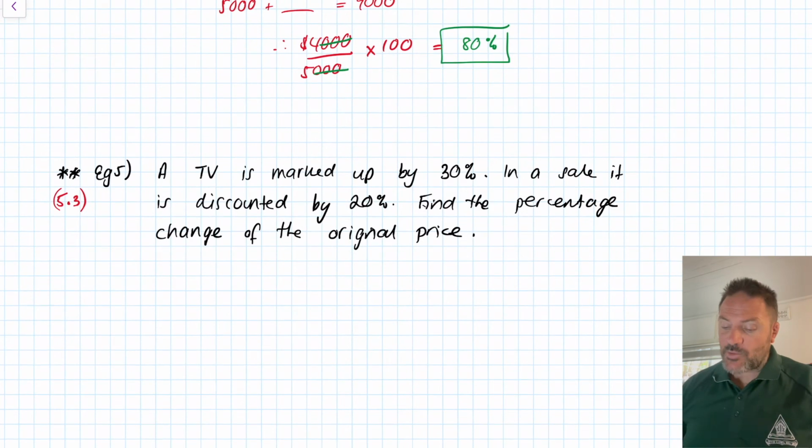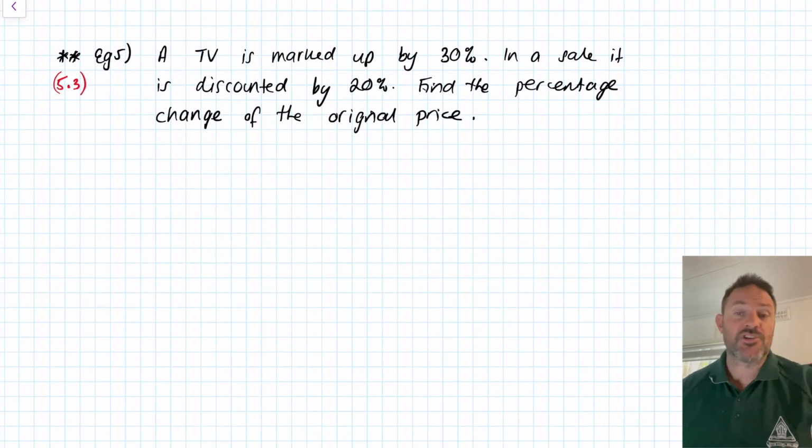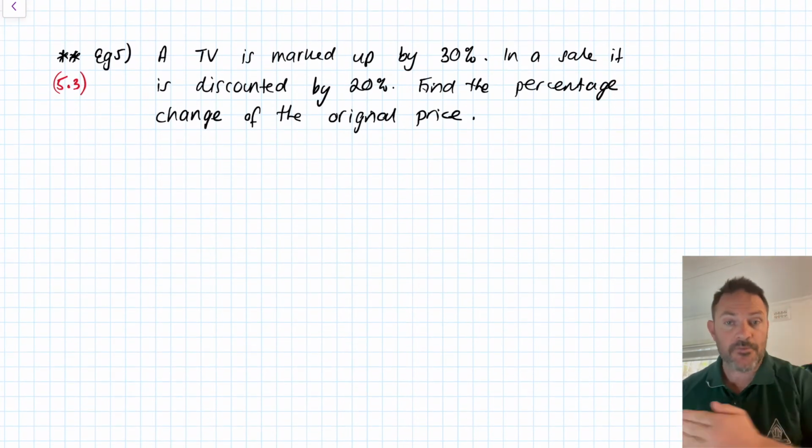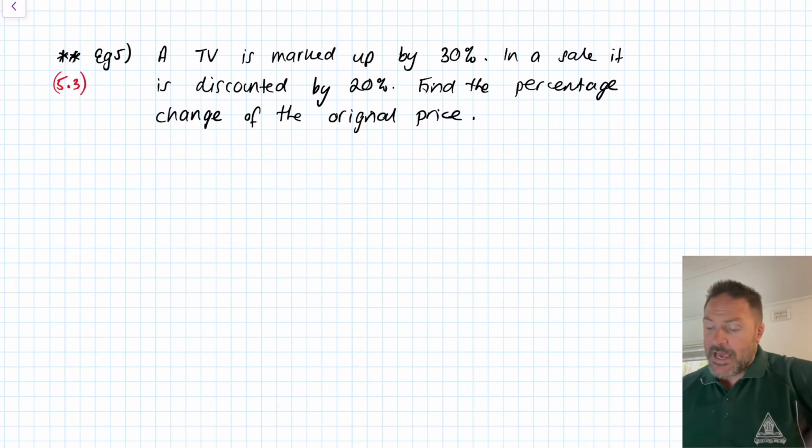Perfect. The last question, again, this is a 5.3 question, but if you're 5.2, you're trying to push yourself, by all means, have a crack at this question. A TV is marked up by 30%. In a sale, it's discounted by 20%. Find the percentage change of the original price.